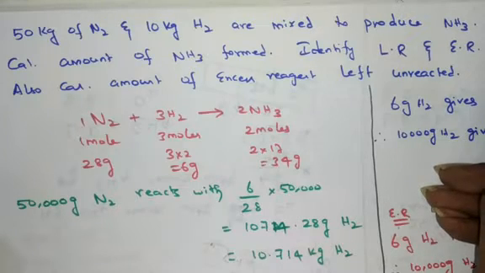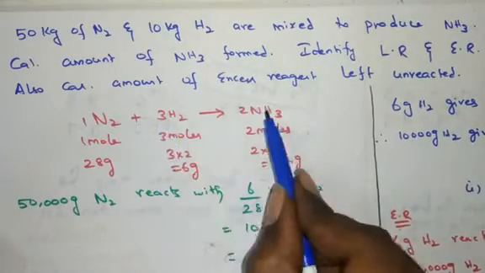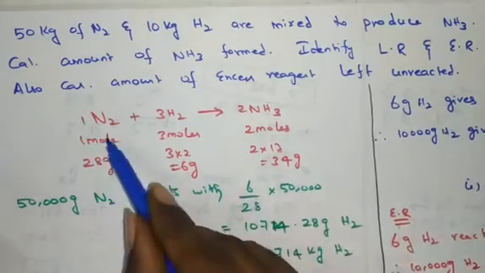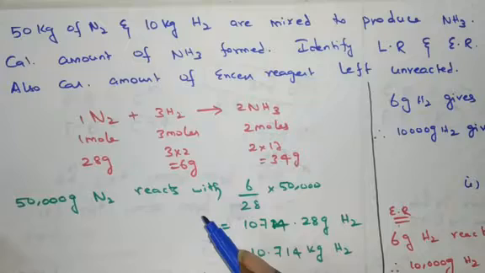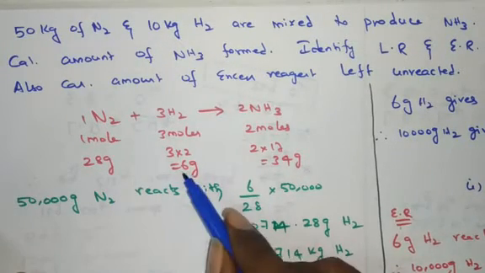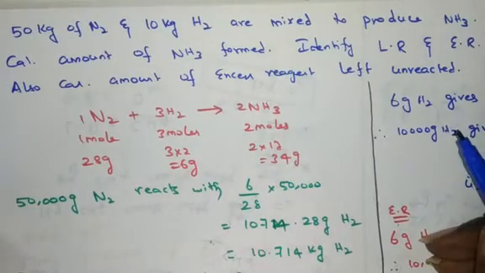So this is the reaction between nitrogen and hydrogen to form ammonia. The balanced chemical equation is N2 plus 3H2 gives 2NH3. That is, 1 mole of nitrogen reacts with 3 moles of hydrogen to form 2 moles of ammonia. In terms of mass, 28 grams of nitrogen reacts with 6 grams of hydrogen to form 34 grams of ammonia.